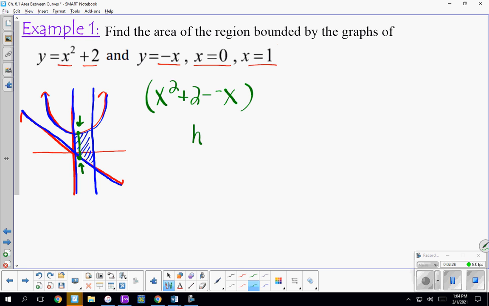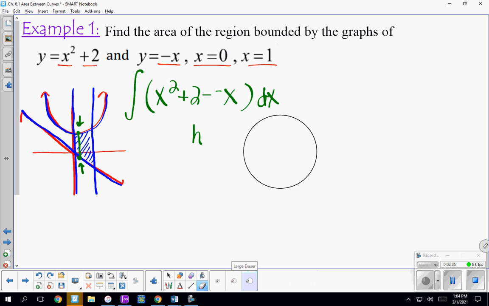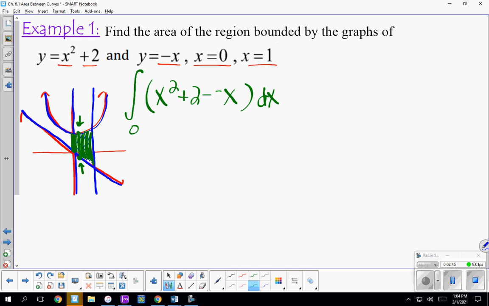And remember, we calculate area by height times width, or length times width. So out here, this dx gives me that really, really thin width. And then by integrating, I'm going to add them all together. My very first rectangle is going to be here at 0, and I'm going to add these all together until I get to 1. And so if I calculate this, it will give me the area between those two regions.